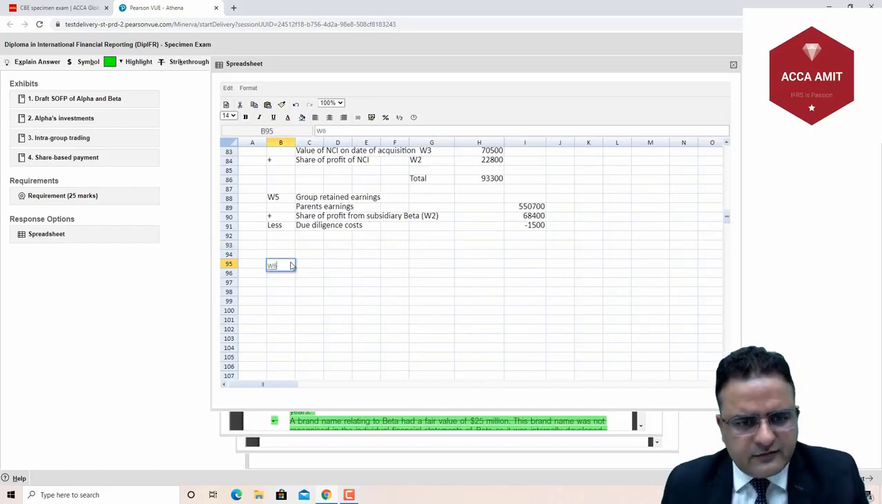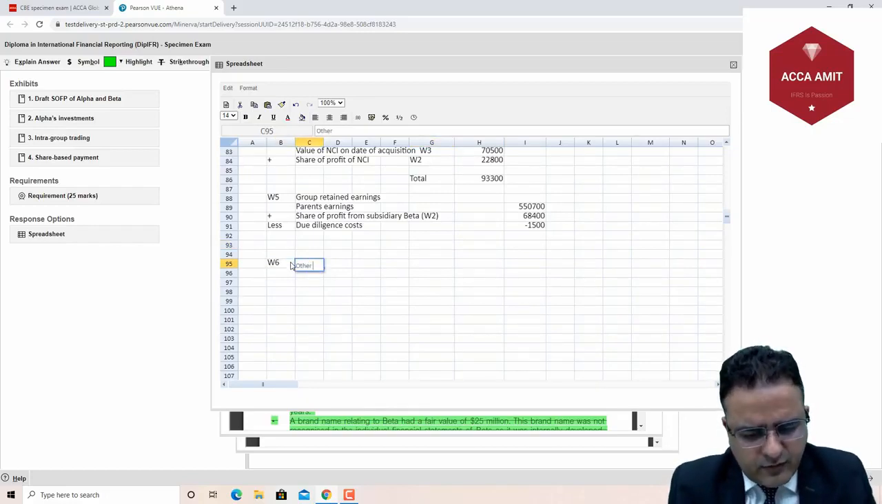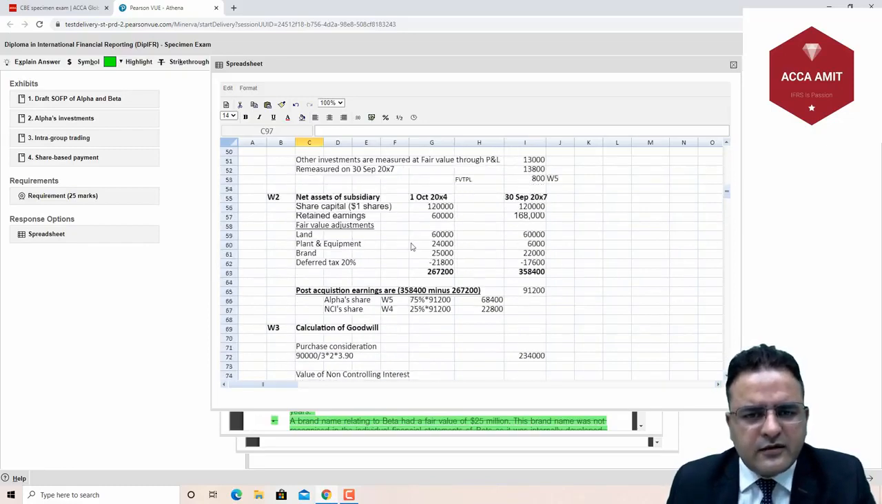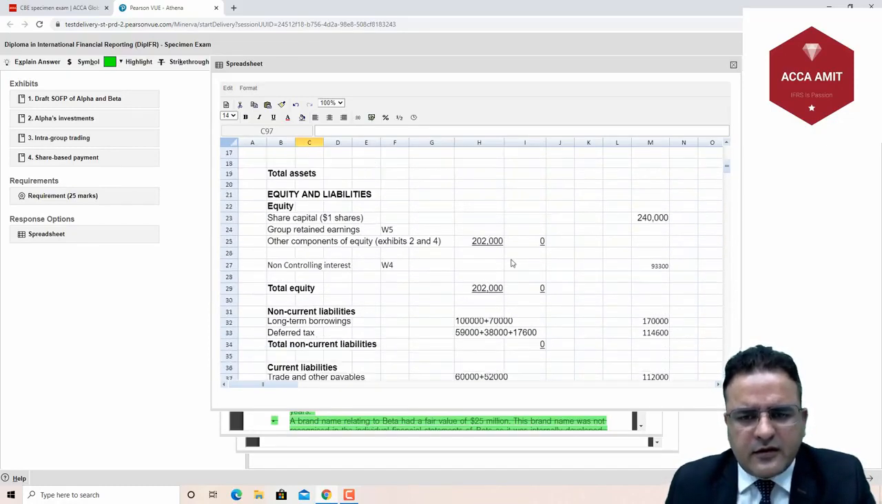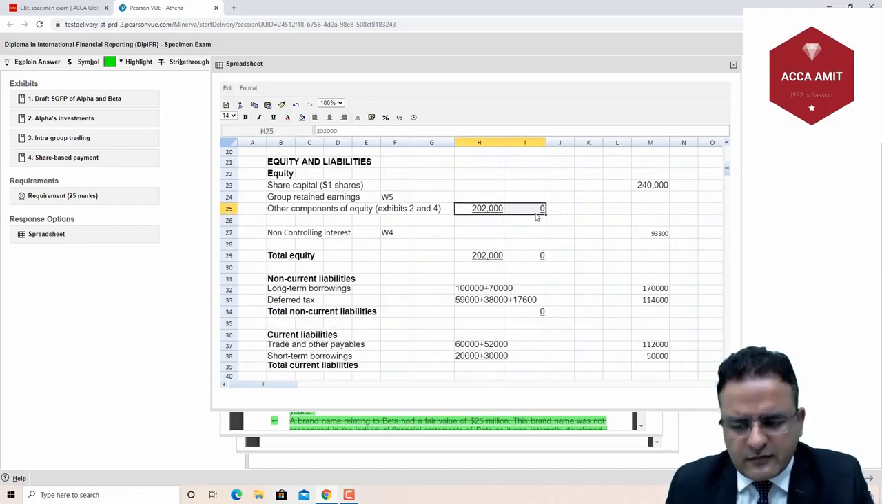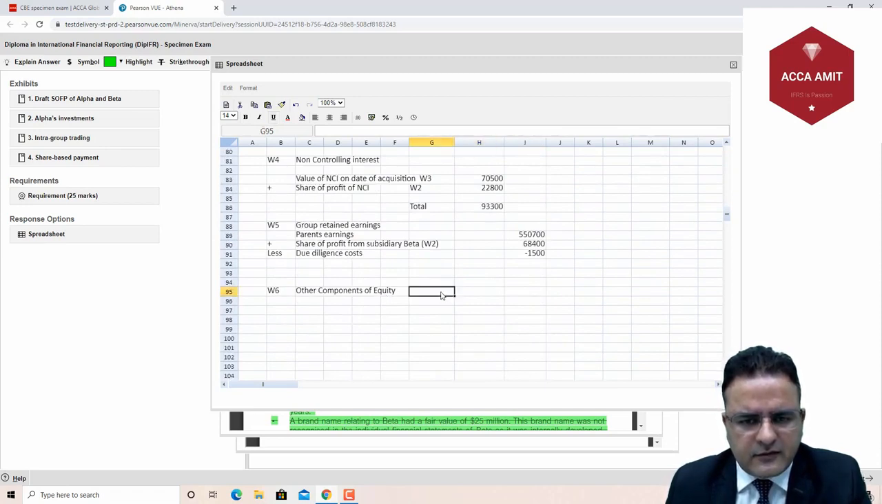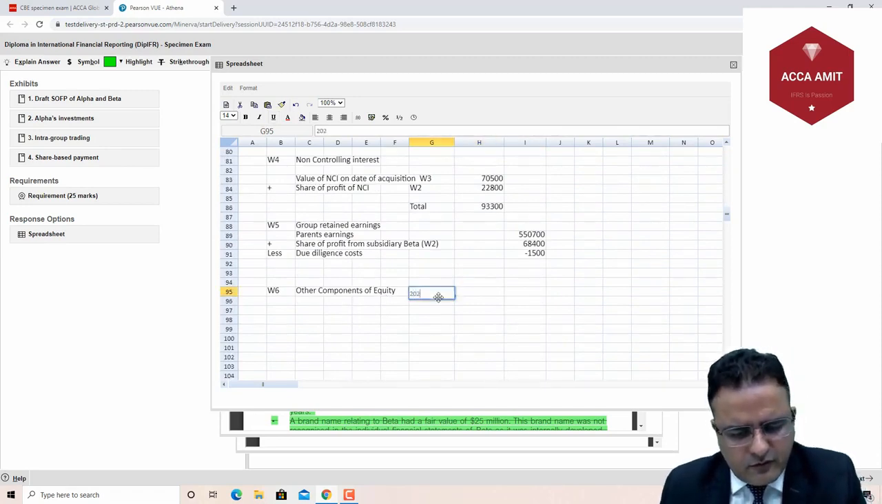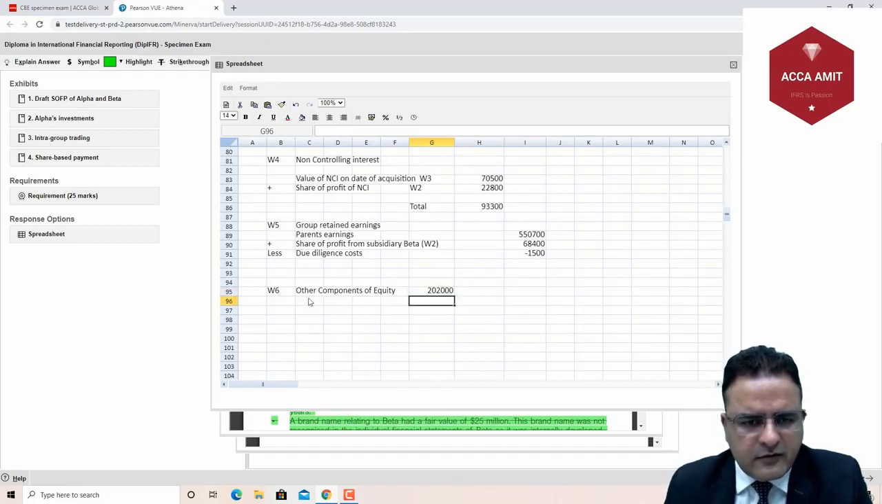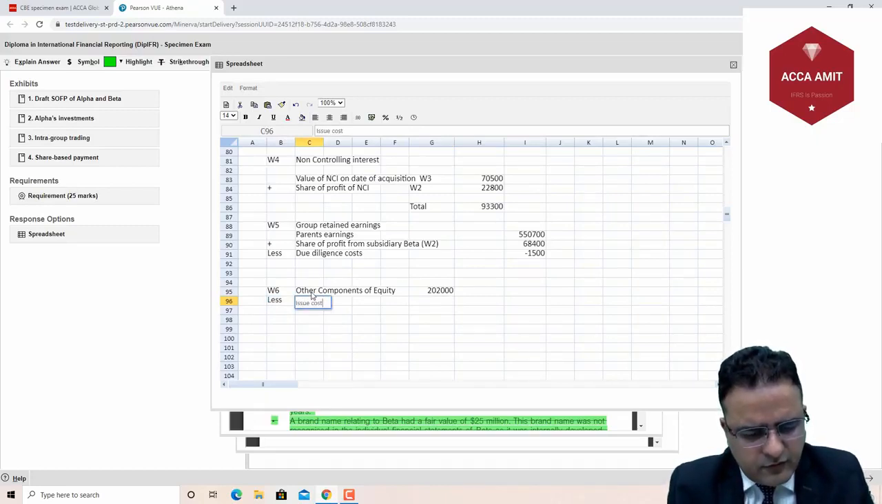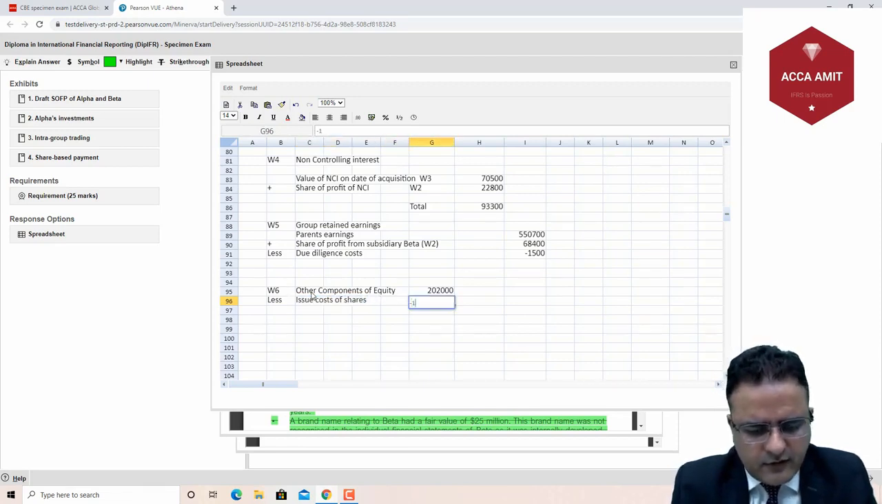Working note number 6 says other components of equity. In other components of equity, it is at 202,000. 202,000 is the balance. From it we'll deduct issue costs of shares, which is equal to minus 1,000.